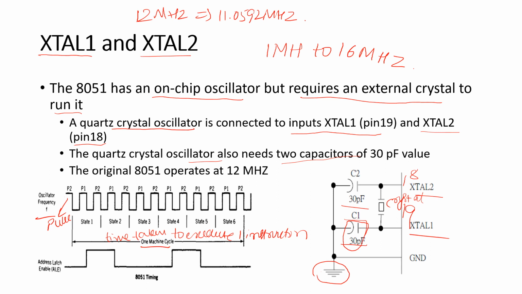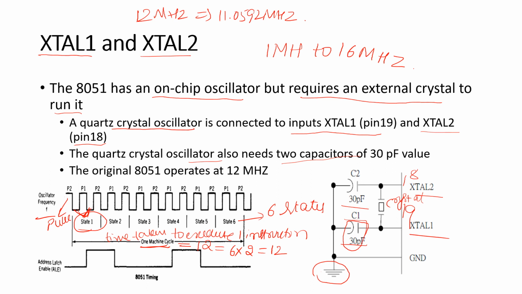Each machine cycle comprises 6 states. Each state has 2 clock periods. So 2 oscillator pulses define one state. Then how many oscillator periods does one machine cycle require? That is 12, which is nothing but 6 into 2 oscillator periods. Okay, so one machine cycle requires 12 oscillator pulses, which is the minimum time required to execute one instruction.